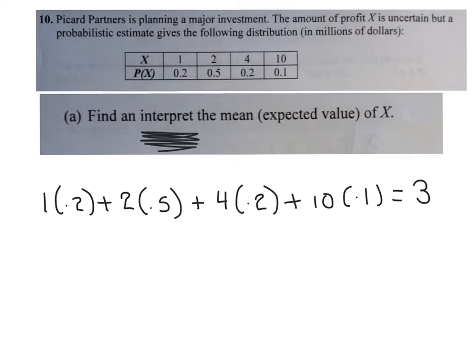So I would say if you're investing more than $3 million, it's probably not a good investment. If you're investing way less than $3 million, then yeah, I would probably go for it. Now remember, this is what happens over the long run. This isn't exactly what's going to happen, but this is what we should expect to happen. Could be a lot different than 3. Okay, there it is.